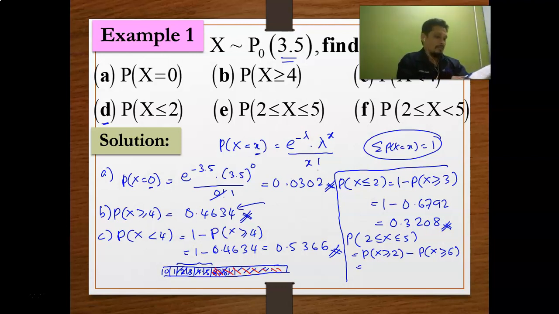From here, it gives you 0.8641. Minus, for x greater than or equal to 6, 0.1424. The answer for this one gives us 0.7217.